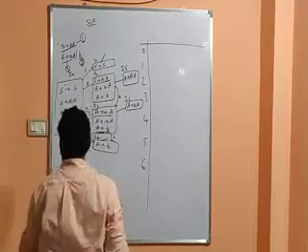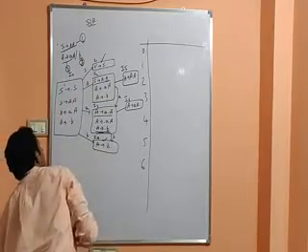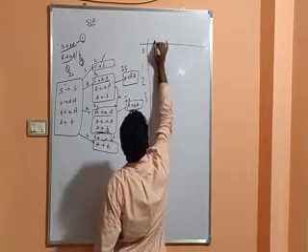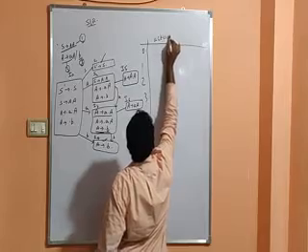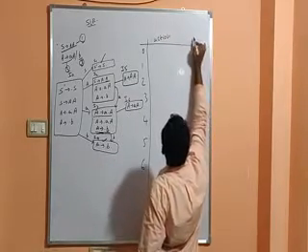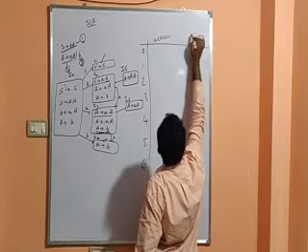So now you identify what the non-terminals are in the question. While constructing a parsing table, you have to write two parts. The first one is the action part and the second one is the goto part.